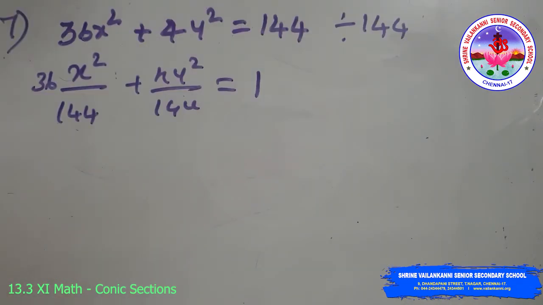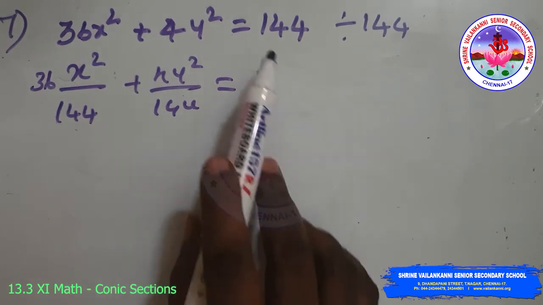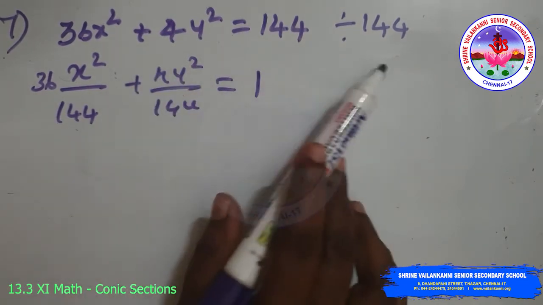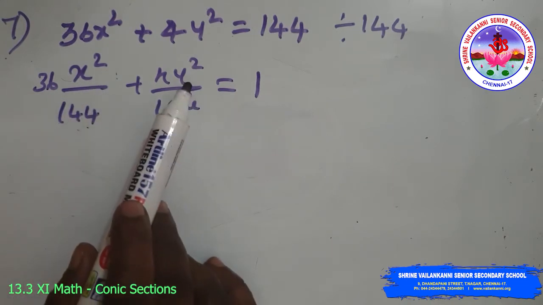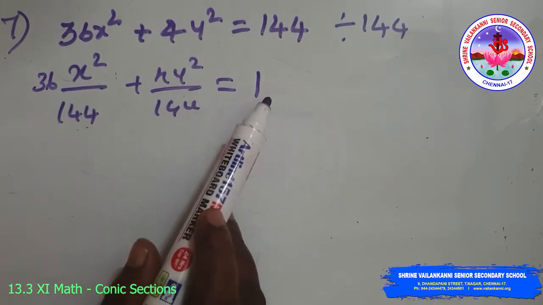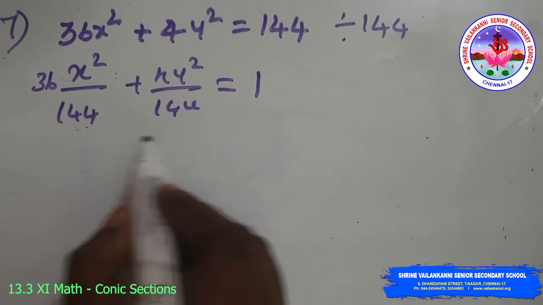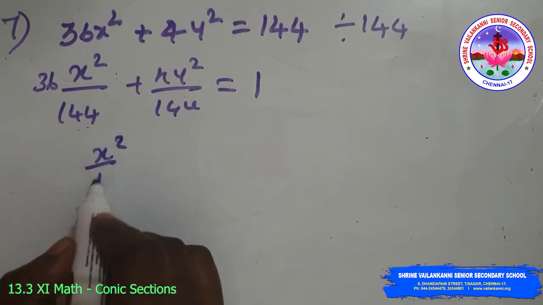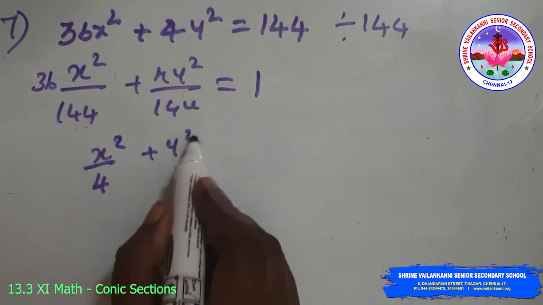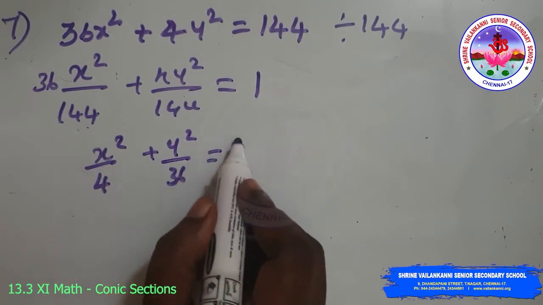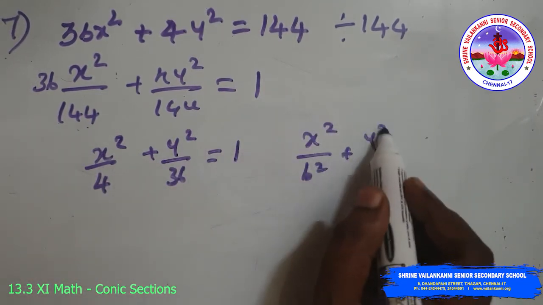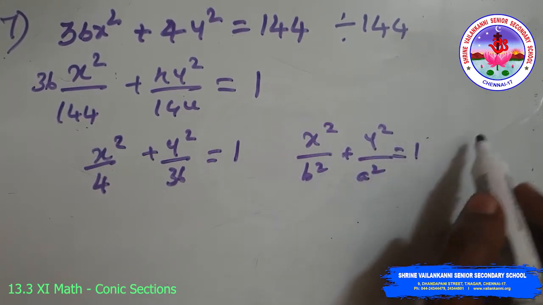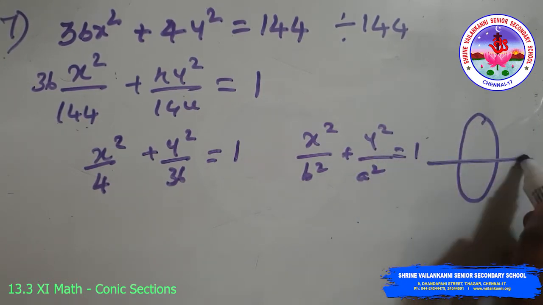Seventh question, 36x square plus 4y square is equal to 144. So whole divided by 144 on both the sides. So we get 36x square by 144 plus 4y square by 144, which is equal to 1. So we get x square by 4 plus y square by 36 equal to 1. So this is in the form of x square by b square plus y square by a square equal to 1. So we get a vertical ellipse.